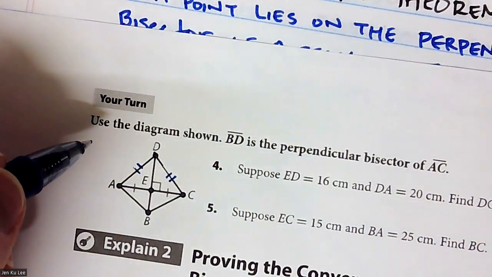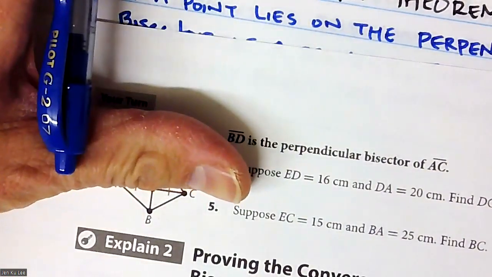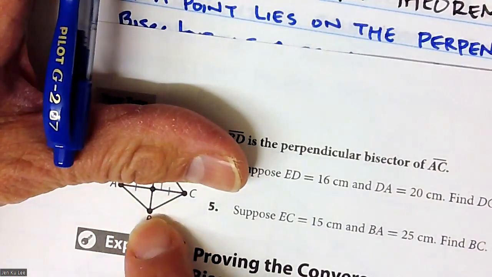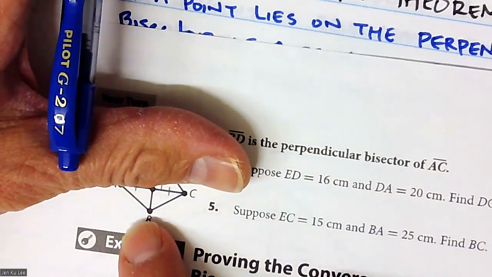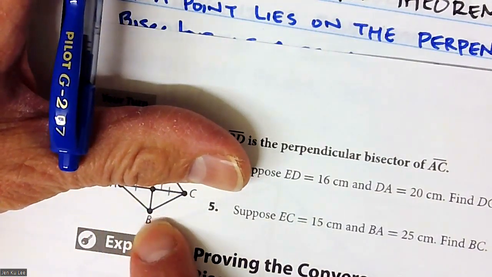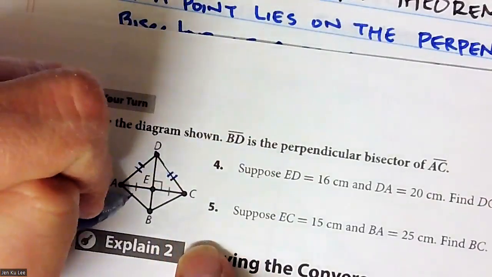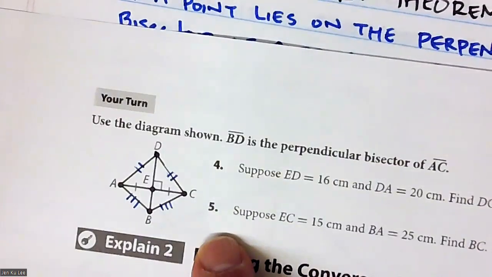Again here, if I cover this up with my thumb, point B, which is on the perpendicular bisector of AC, then AB is going to be equal to BC. Okay, so I can just draw these little tick marks here and here.